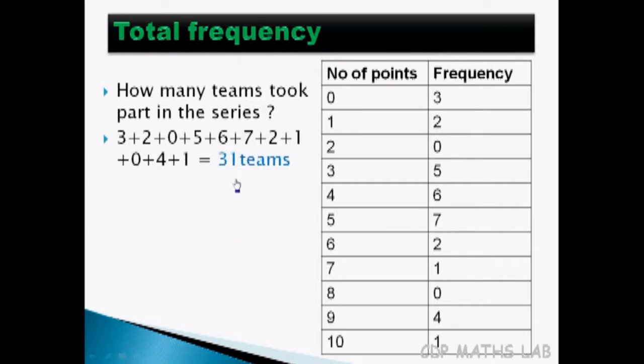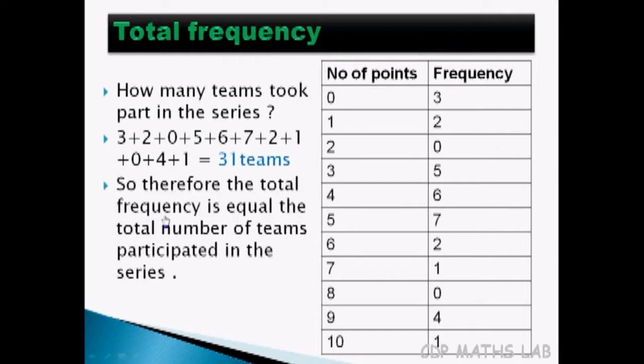The answer is 31 teams. Now how did I get that? Now if 3 teams got 0, then you will have 3. 1, 2, 3. Then we add. So basically what we have done is add up all the numbers in the frequency column to get our total number of teams that took part in the series. The 31 teams were a part of the series. Good. So therefore, the total frequency is equal to the total number of teams that participated in the series.